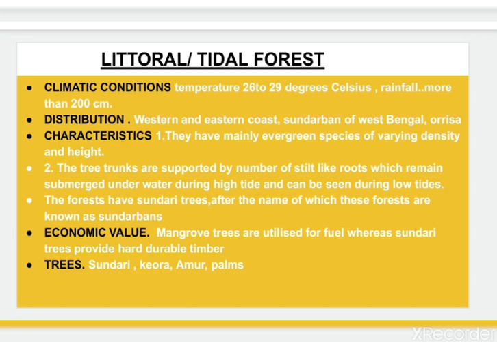Next we will learn the economic value. The mangrove trees are utilized for fuel, whereas Sundari trees provide hard durable timber. Remember that the littoral forest is also known as mangrove forest. Next we will learn the names of the trees in this area, such as Sundari, Keura, Amur, Palm. These are the common trees found here.